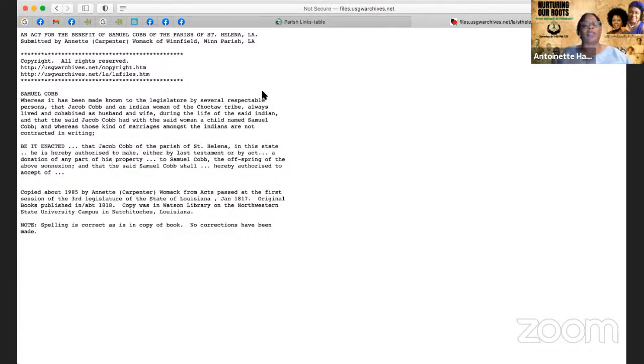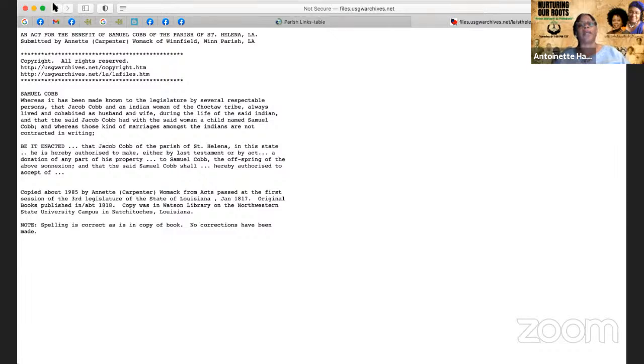But I'm just letting you know, spelling is correct as it is in the copy of the book. No corrections have been made. That's very important to know, because what I like about what this person did is they did not change anything. If you find it spelled incorrectly and you're transcribing it, you need to leave it that way.